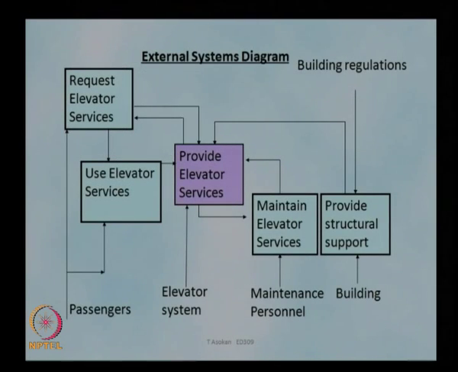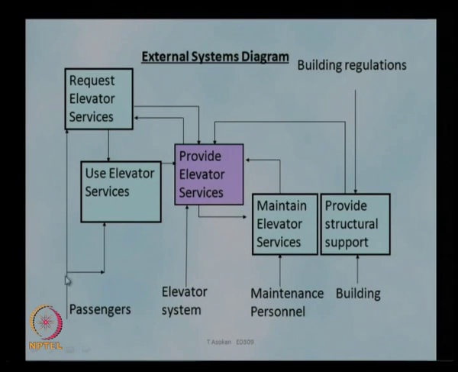For that we will develop an external system diagram. This shows the external systems diagram, where the main system is given as the function which provides elevator services. The elevator system is the main system and the others are external systems. We can identify other external systems depending on the type of system. There may be many more external systems, but in this case we consider the passengers as one external system, maintenance personnel as another, the building as another, and then building regulations, which come through the building and again interact with the main system.